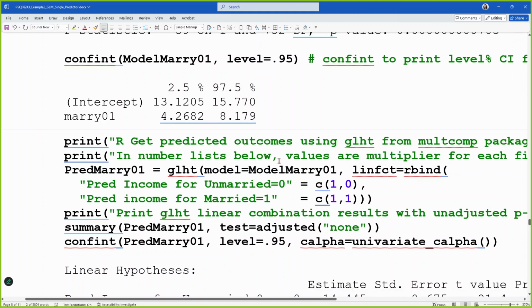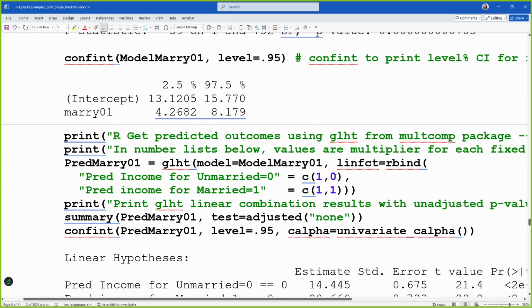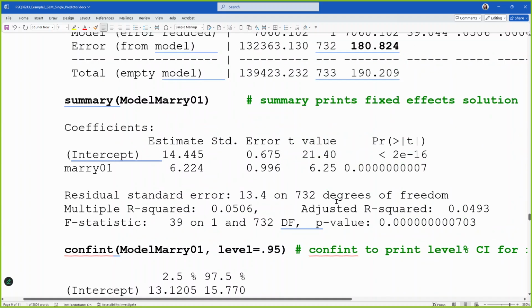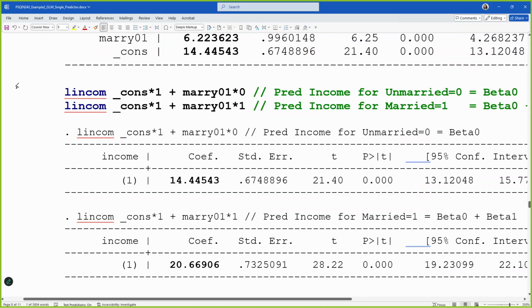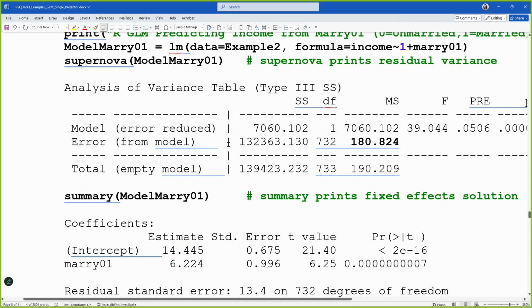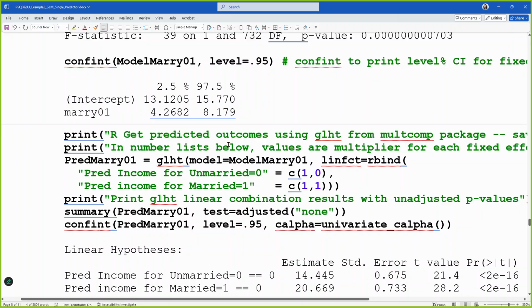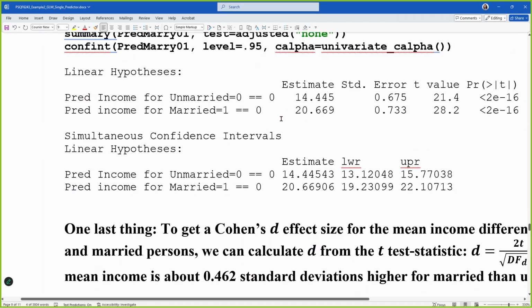So I'm going to do the same process in terms of asking for predicted outcomes, but the list is shorter. So in R, for instance, I have just 1, 0 for the prediction for the 0 group. Don't technically need that. And then 1, 1 for the prediction for the 1 group. Put in 1 for the fixed intercept, put in 1 for group. The corresponding Stata code has 2 lincomps that do the same thing. And there we are. So 14 and 20. Difference of about 6, just like we would expect.